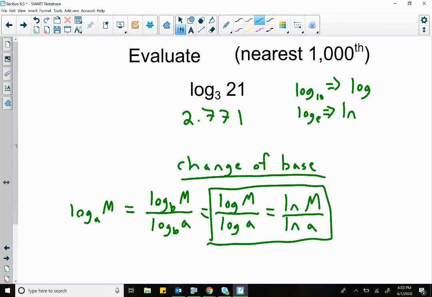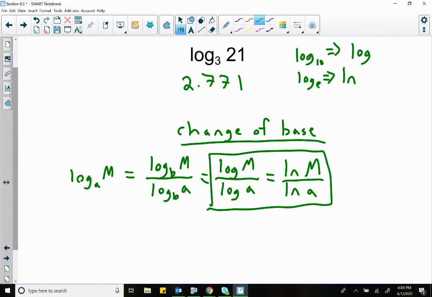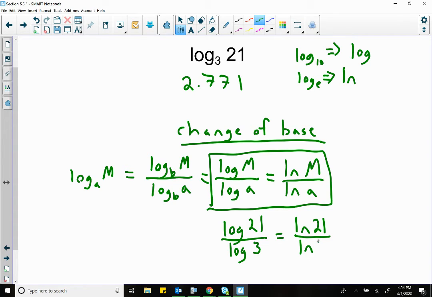So if I'm looking at this expression I have up here, if I was going to run these formulas, they would look like this. Log 21, because 21 is our m, all over log 3, because that's our base, which is a. Or I would get the same answer if I ran ln of 21 all over ln of 3. Just to show you.